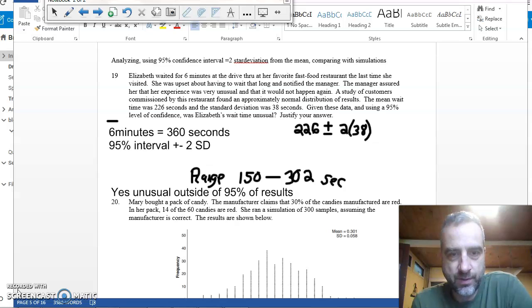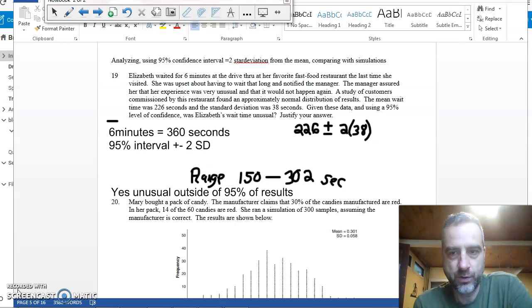So in a normal situation, or 95% of the situations, if this follows a normal bell-shaped curve, it is from 150 seconds to 302 seconds. So the top end of our 95% confidence interval, the top end of what we'd expect to happen 95% of the time or more, is about 5 minutes, and the lower end is a little bit more than 2 minutes, right? 2.5 minutes is what we would expect on the lower end.